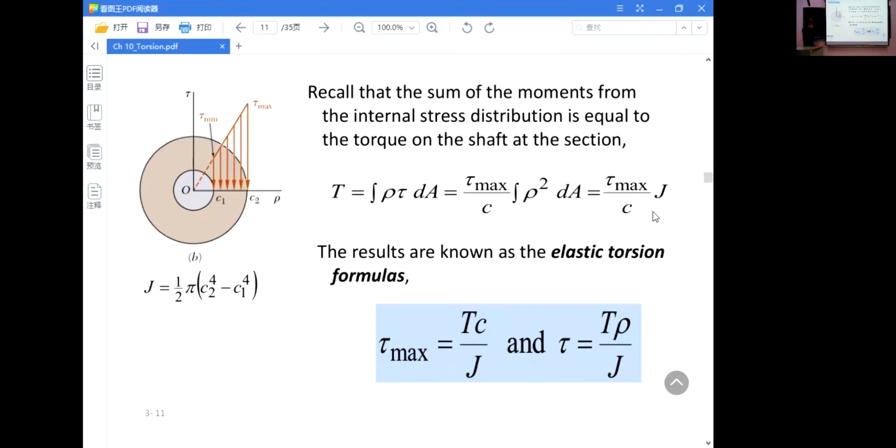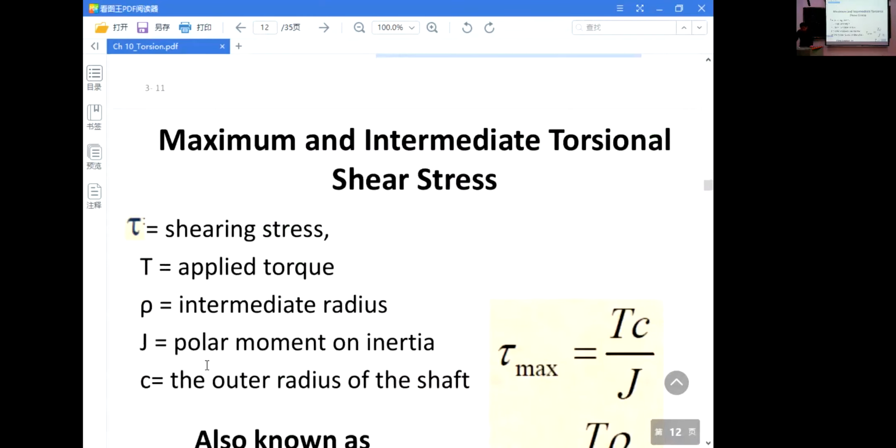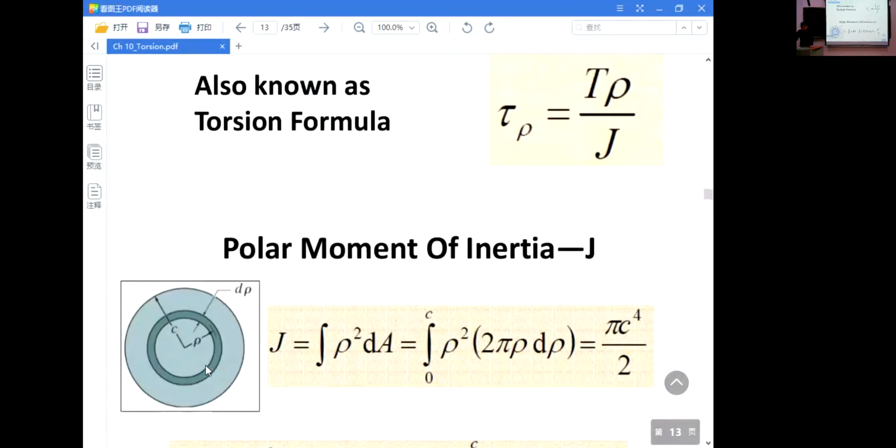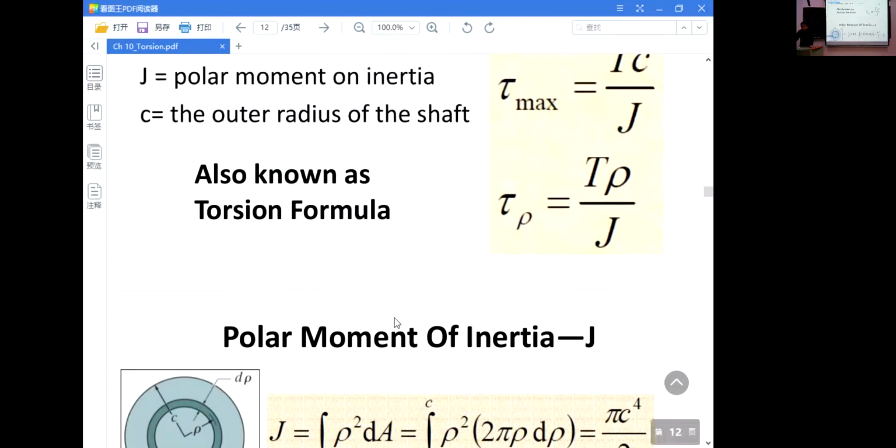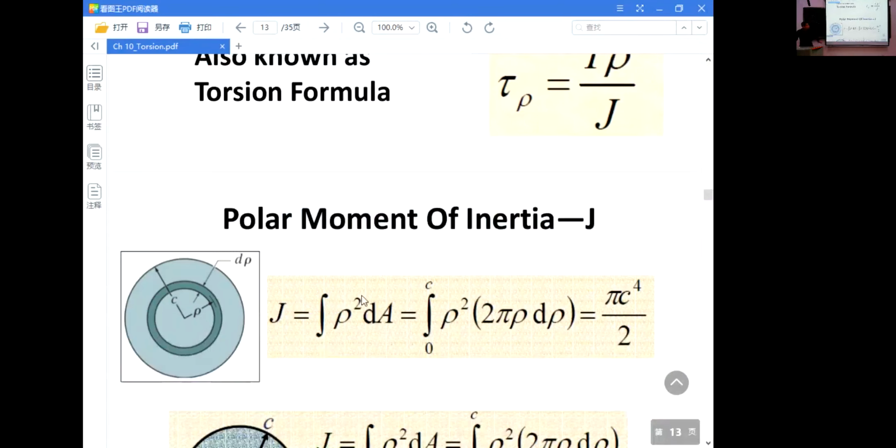How to get the total shear stress? How to find the J? I will introduce it. How to find the J? J is the polar moment of inertia. How to find the J? J is by definition. Yes or no?